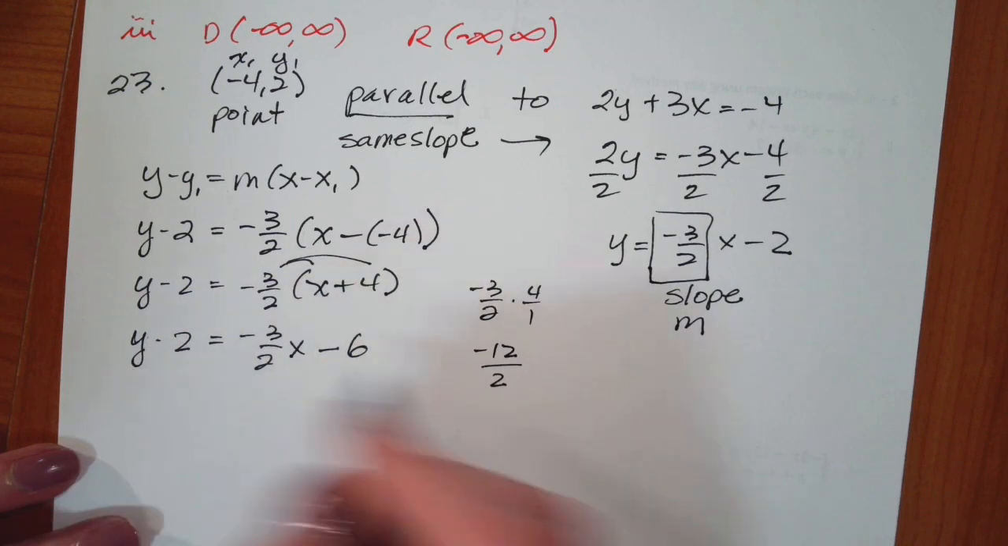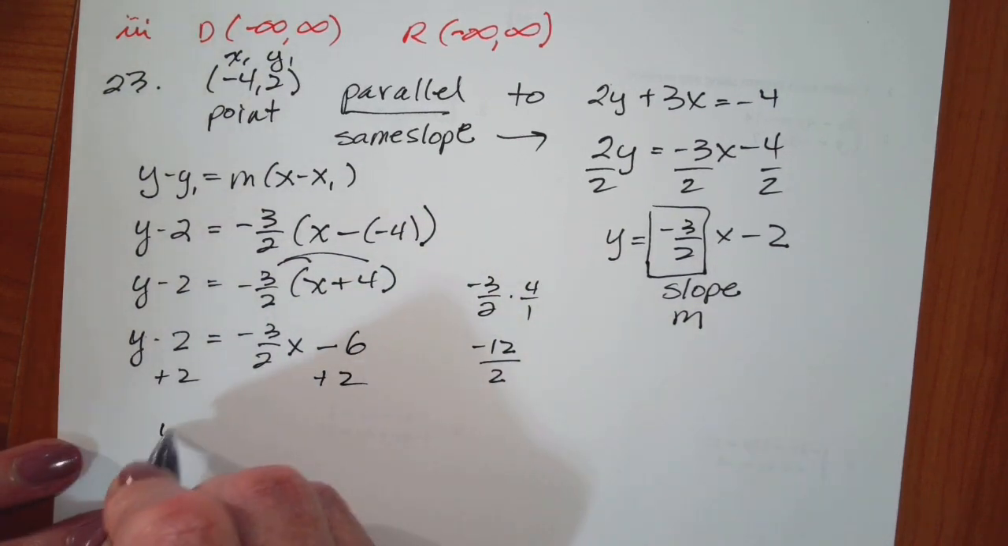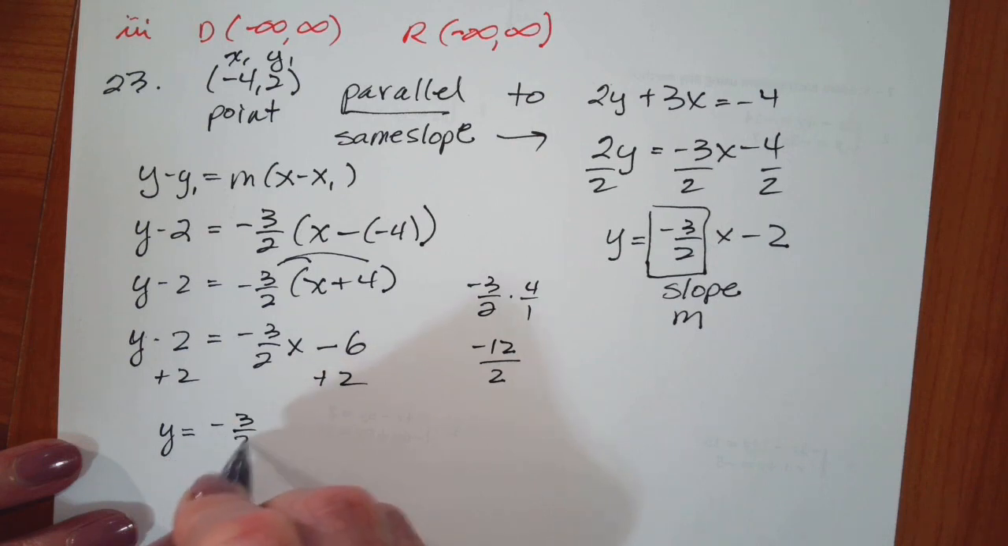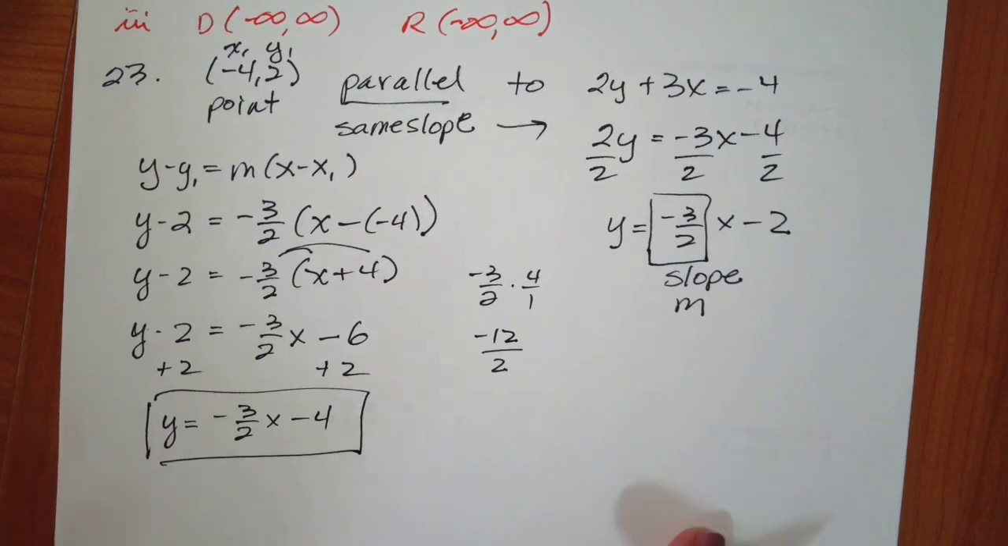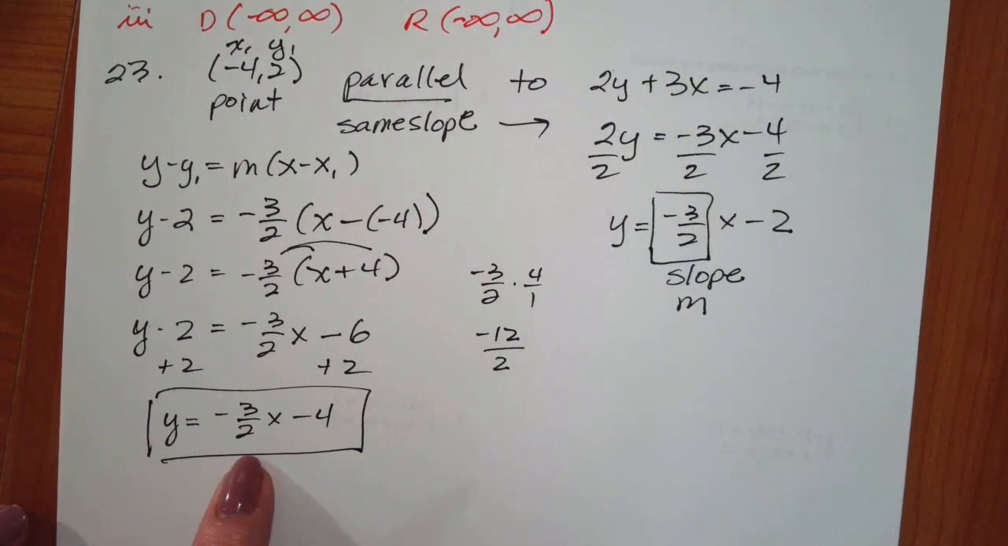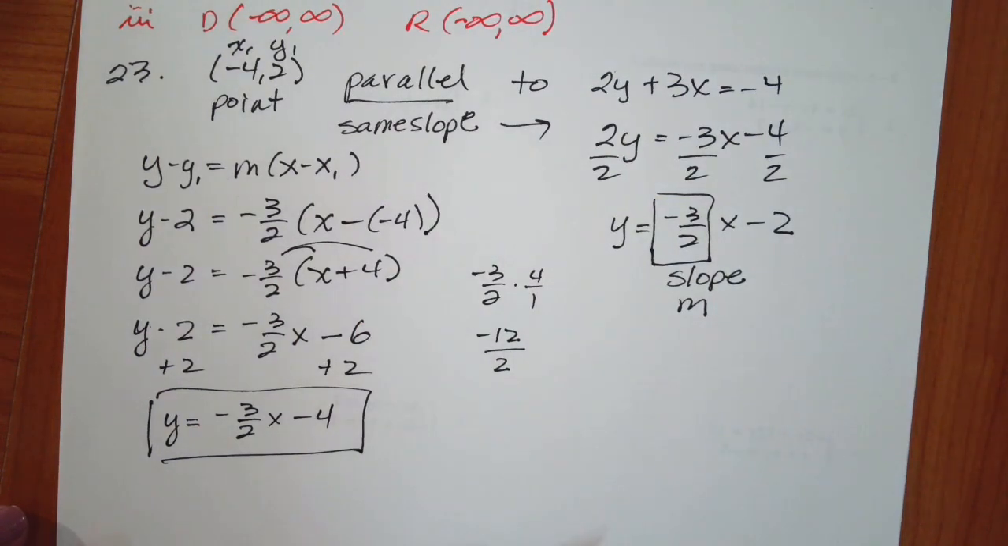Okay. Then I'm going to add 2 to both sides, and I get y is equal to negative 3/2 x minus 4. And that is my equation of the line parallel to this through this point.